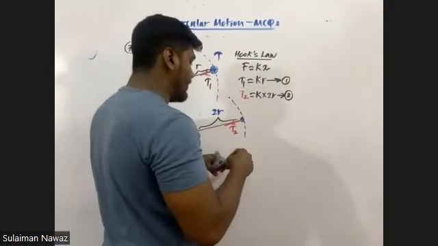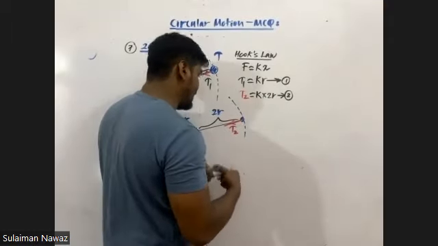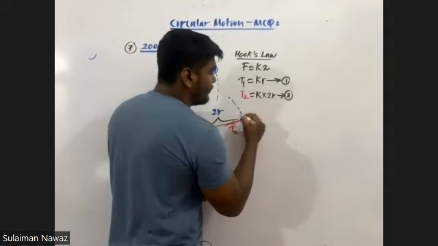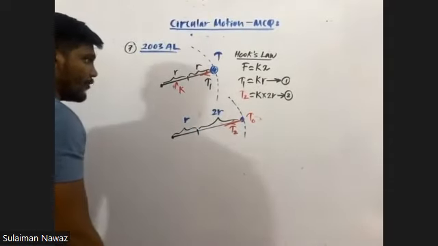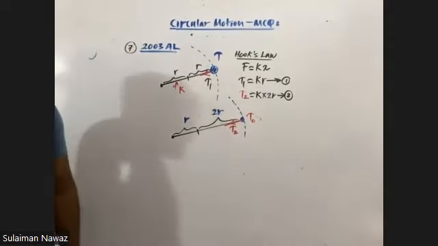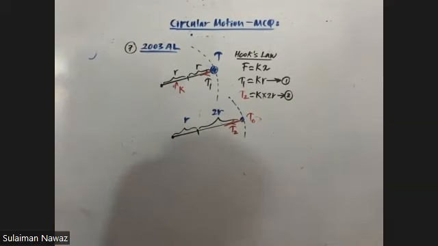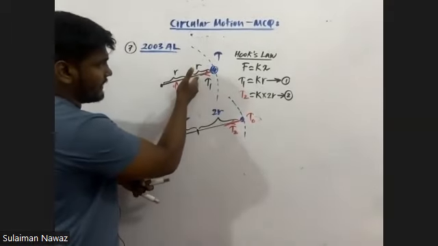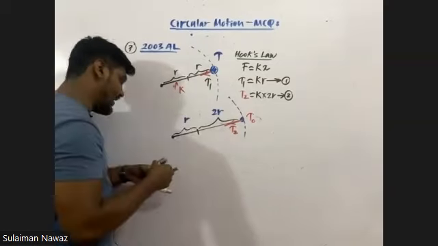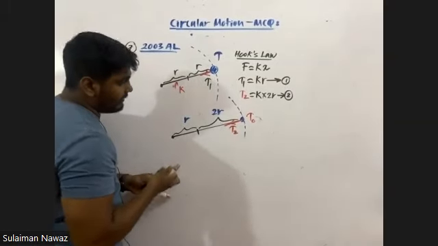We want to find the time period now. Let's say the new time period is T0. How do I find that? In circular motion questions we always apply F equals ma. So for this case, F equals ma, where F means tension force. Tension force is Kr.